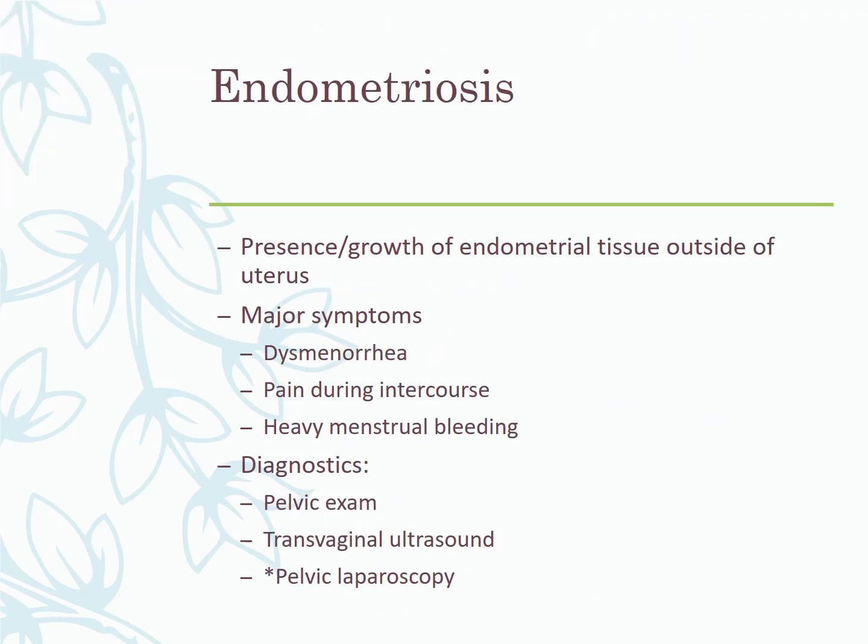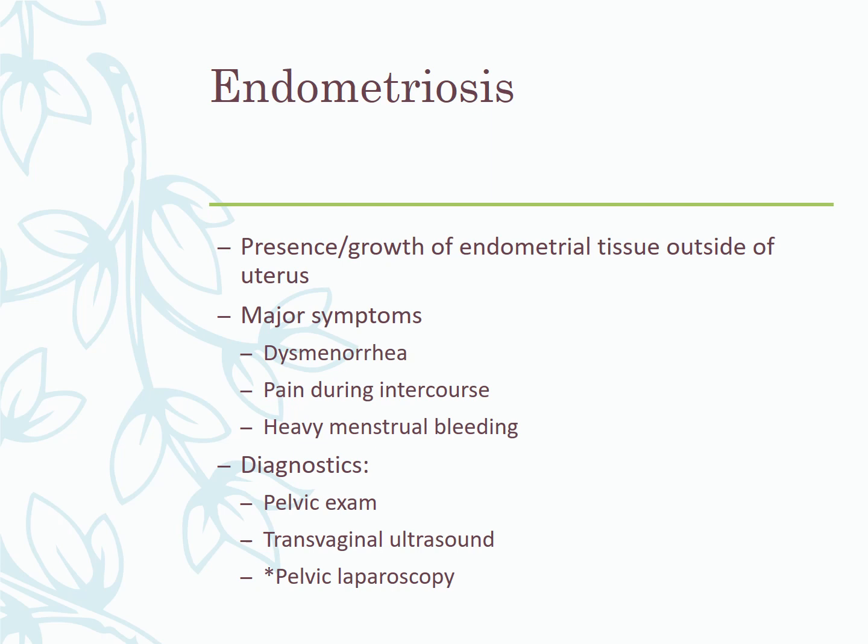Endometriosis is another problem that women may experience. This is the presence or growth of endometrial tissue outside of the uterus. It does cause major problems and major symptoms: dysmenorrhea, pain during intercourse, and very heavy menstrual bleeding. Diagnostically, we're going to do a pelvic exam, transvaginal ultrasound, and pelvic laparoscopy.